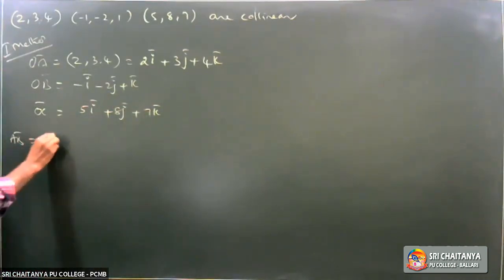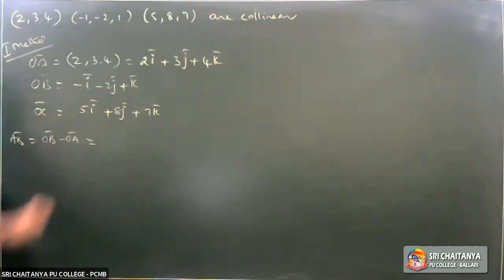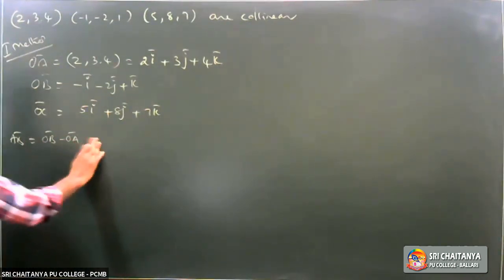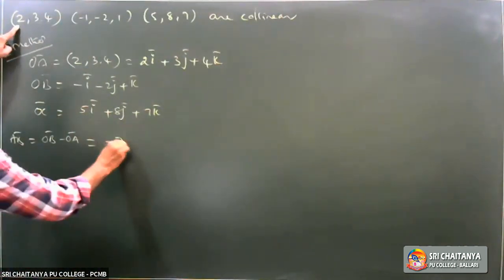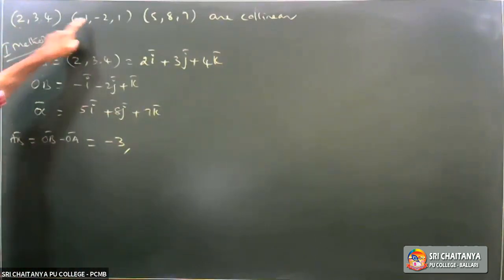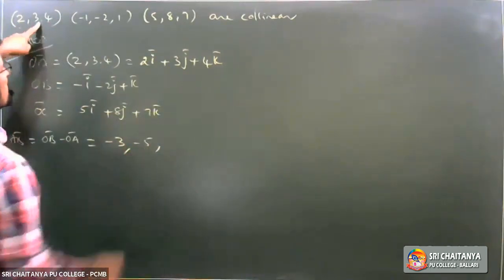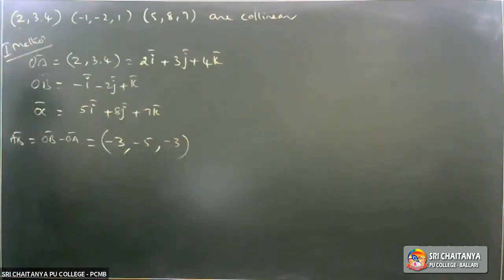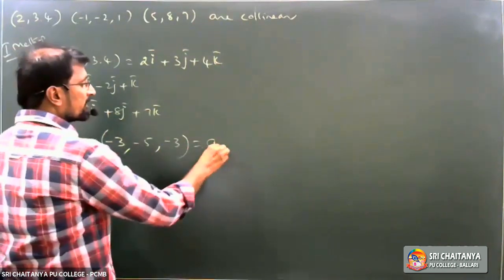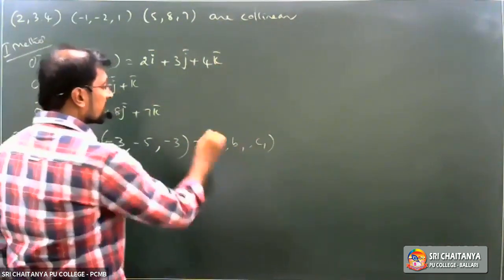AB bar is equal to OB bar minus OA bar. You find OB minus OA: -1 minus 2 is -3, -2 minus 3 is -5, 1 minus 4 is -3. Which you consider as A1, B1, C1.